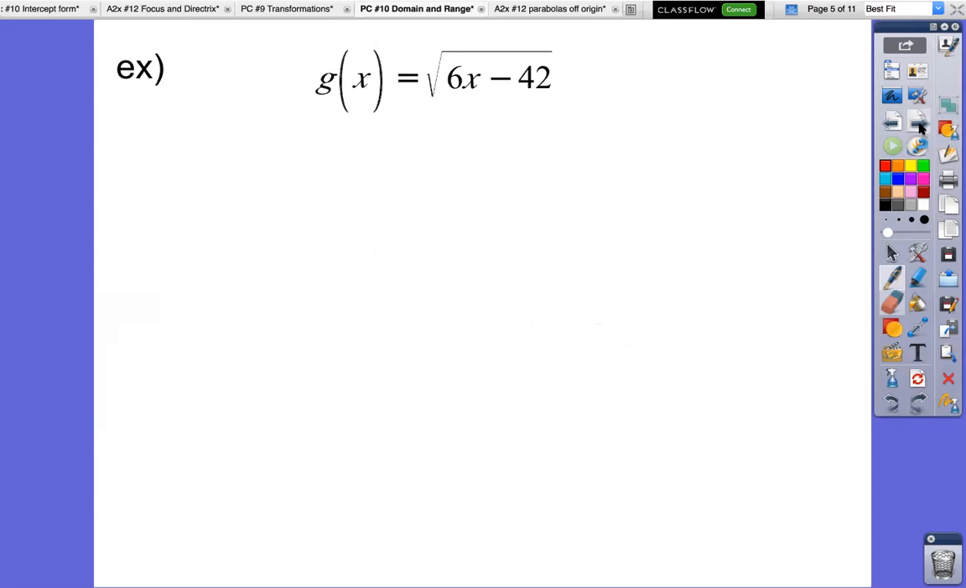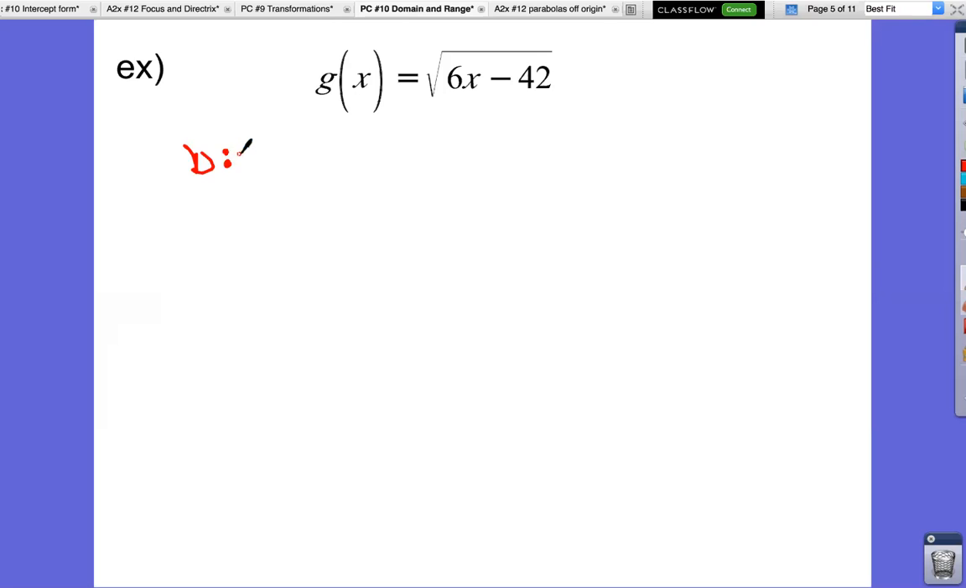So again, if I'm asking what your domain is here and what your range is, let's start with the domain. What value do I have under the radical? And you can just read off the entire thing. What's under the radical? 6x - 42. So whatever's here, no matter whatever is there, you set it greater than or equal to 0. So any questions about that?